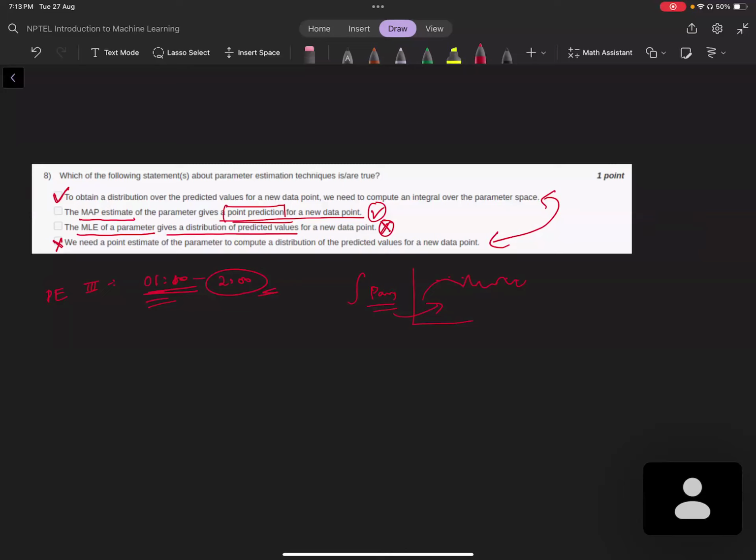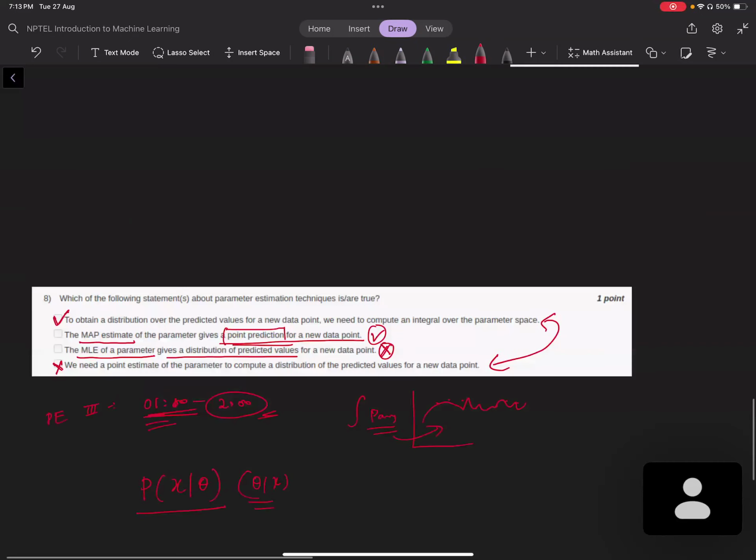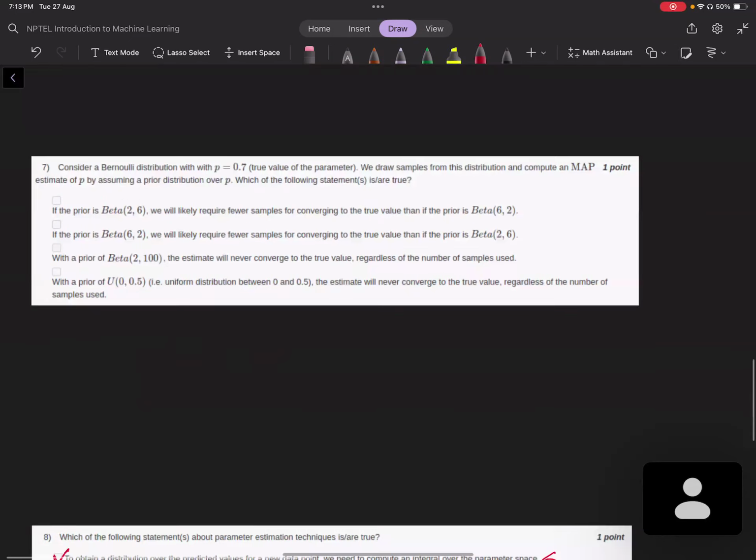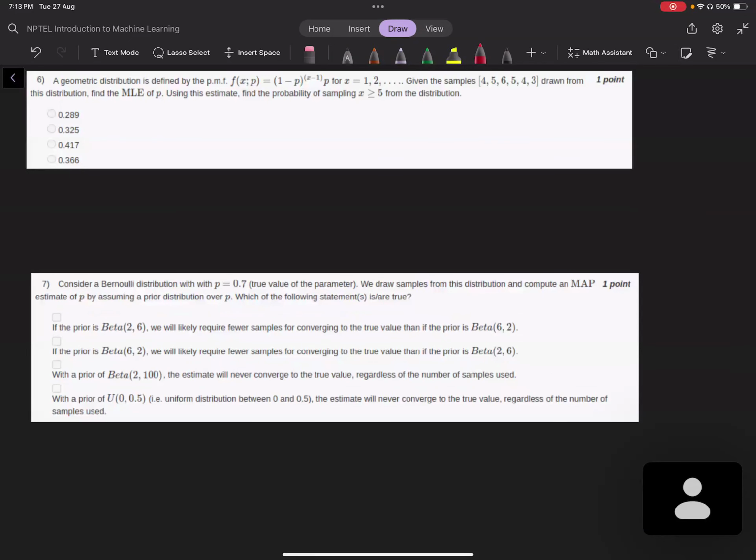Yeah, so the MAP estimate is basically P of theta given X. And this gives the point estimate. So find me a parameter which will maximize my X.